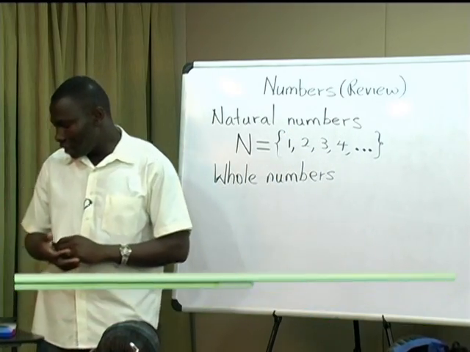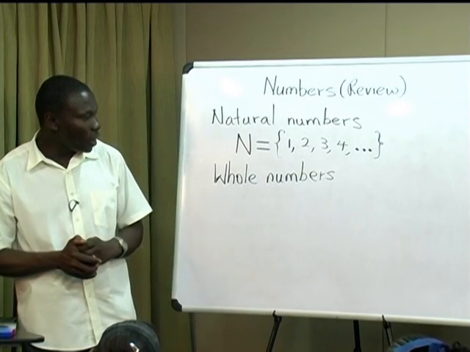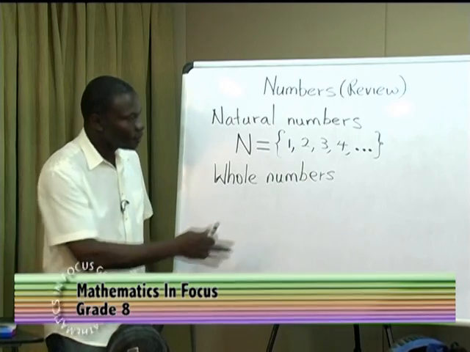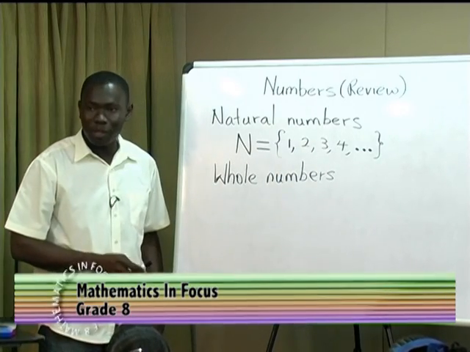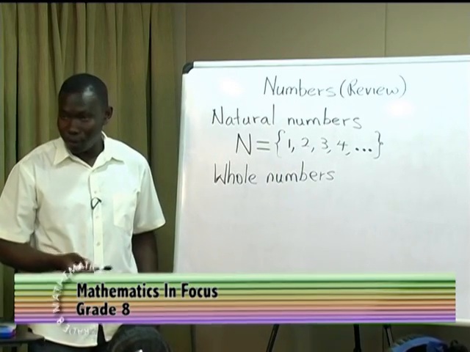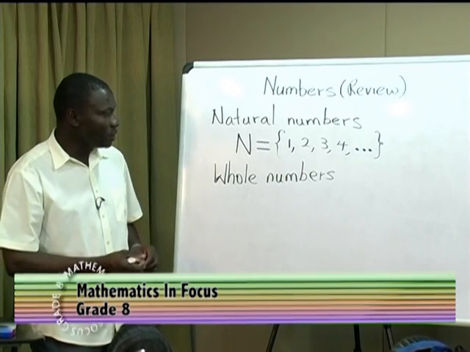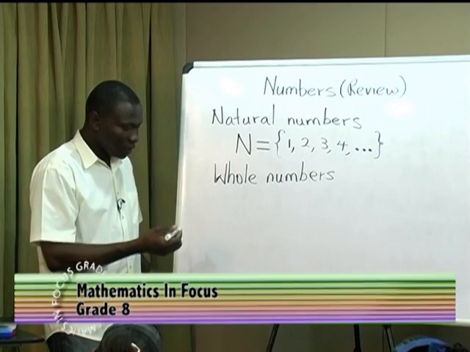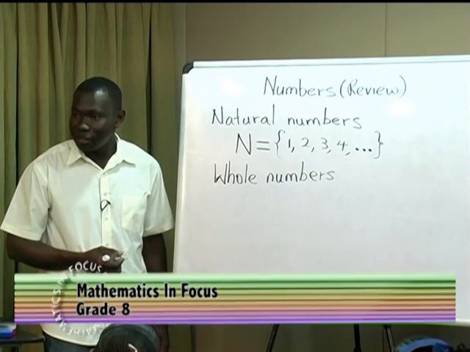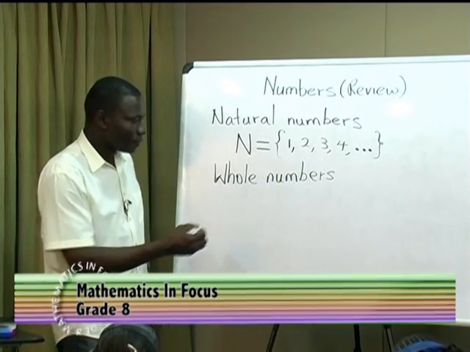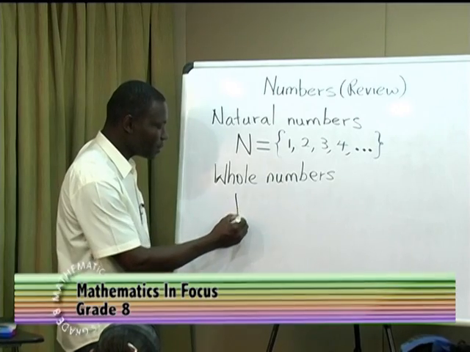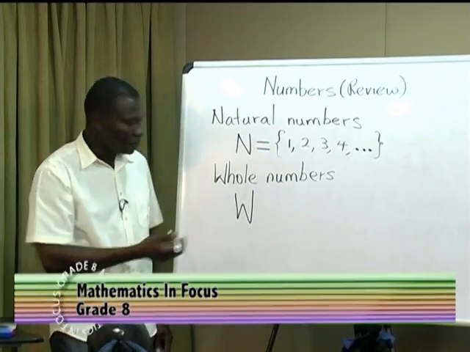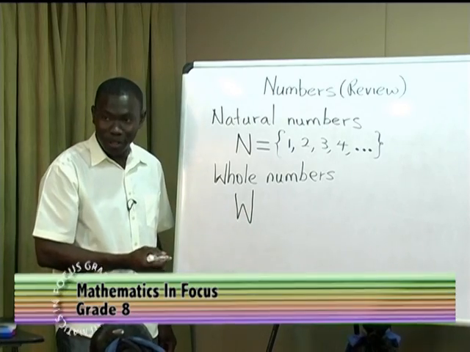Good, but then we are hearing that one number is missing. Marina is saying that one number is missing that is not in the set of natural numbers, but that number is also a whole number. So, Marina, which number is that? The number 0. How do we denote whole numbers? Which letter do we use? Capital W. Interesting, because when it was natural numbers, we used capital N. For whole numbers, we use capital W.